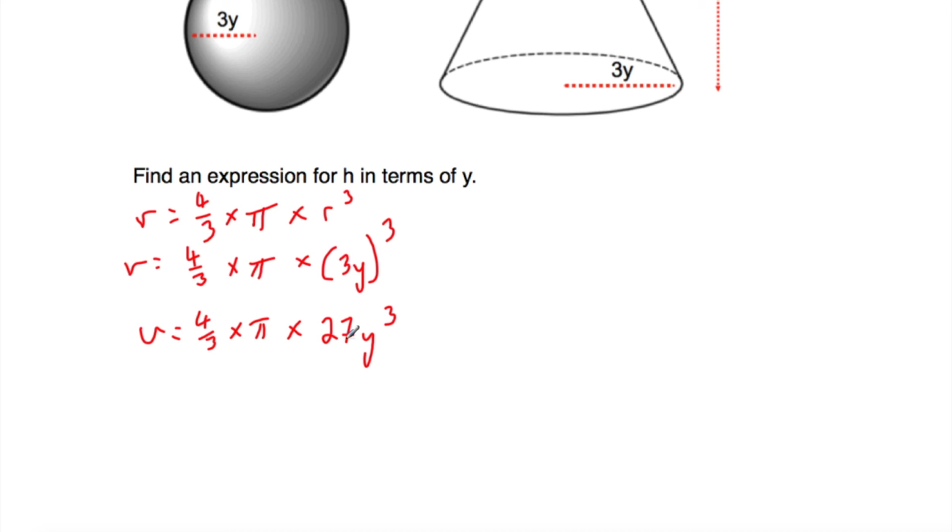So to find 4/3 of 27, I'll take the 27 and divide it by 3, because we divide by the bottom. 27 divided by 3 is 9. And then I'll multiply by the top. 9 times 4 is equal to 36. So we've got the volume will be equal to 36, and then we've got our pi, and then we've got our y cubed. So that's the volume of the sphere.